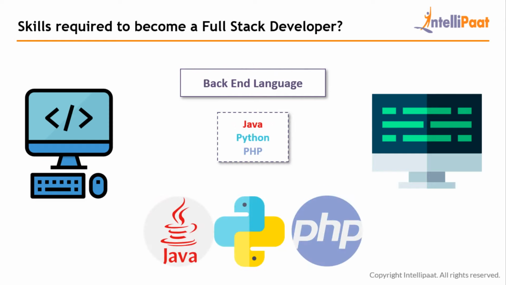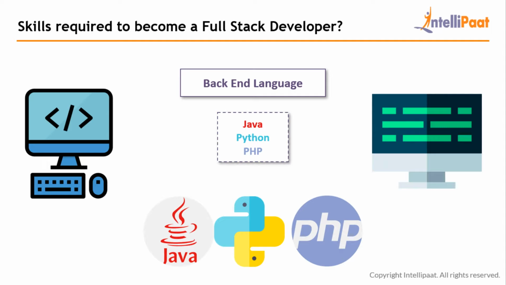Then there's a backend language that you need to know as well. Some of these languages are Java, Python, PHP. These are some of the more popular ones. Java is usually used on the enterprise side of applications. So when you're building an enterprise application, Java is most usually the one language that is used there. However, PHP and Python are also quite popular.